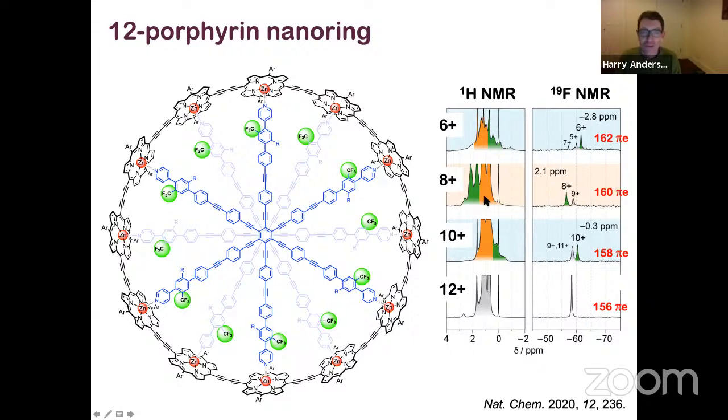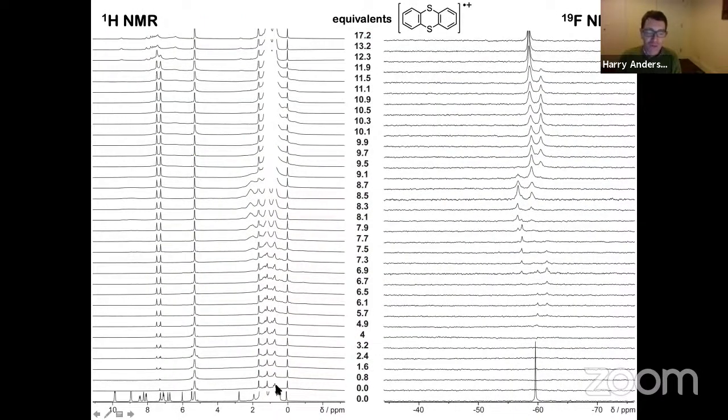I thought I'd show you the crude NMR spectra from this titration. So we do an oxidation titration where we start off with a sample of the neutral ring and we add an oxidant. We add this radical cation oxidant to gradually oxidize the molecules. So the number here is the number of equivalents of oxidant. And we look at how the NMR spectrum, the proton NMR and the fluorine NMR, evolve.